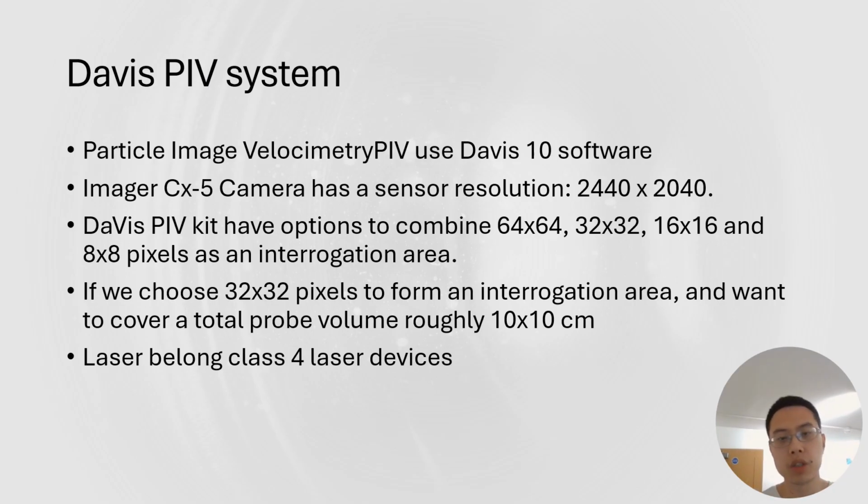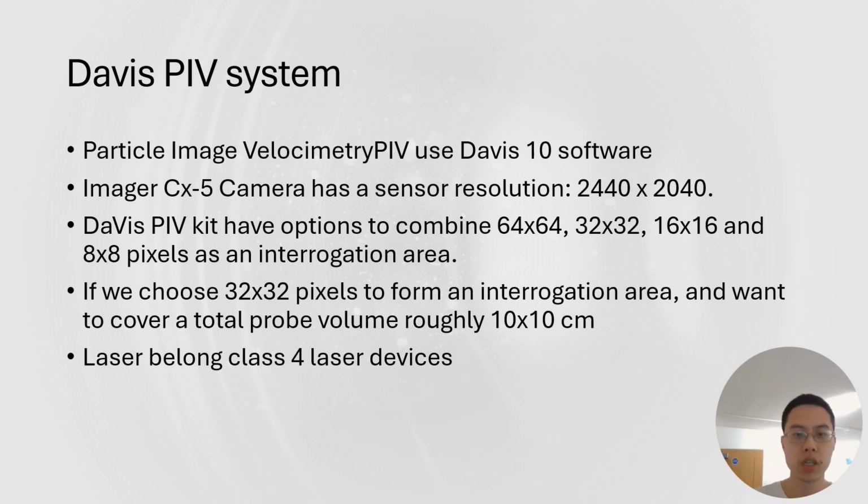The second part I will describe the particle image velocimetry PIV using Davis 10 software. The Imager CX5 camera has a sensor resolution 2440 times 2040. Davis PIV kit has options to combine 64 times 64, 32 times 32, 16 times 16, and 8 times 8 pixels as an integration area.